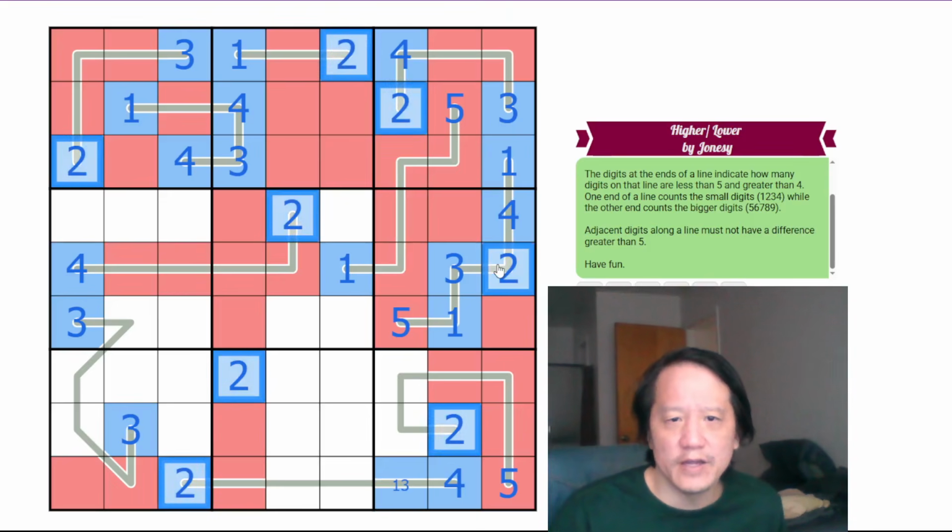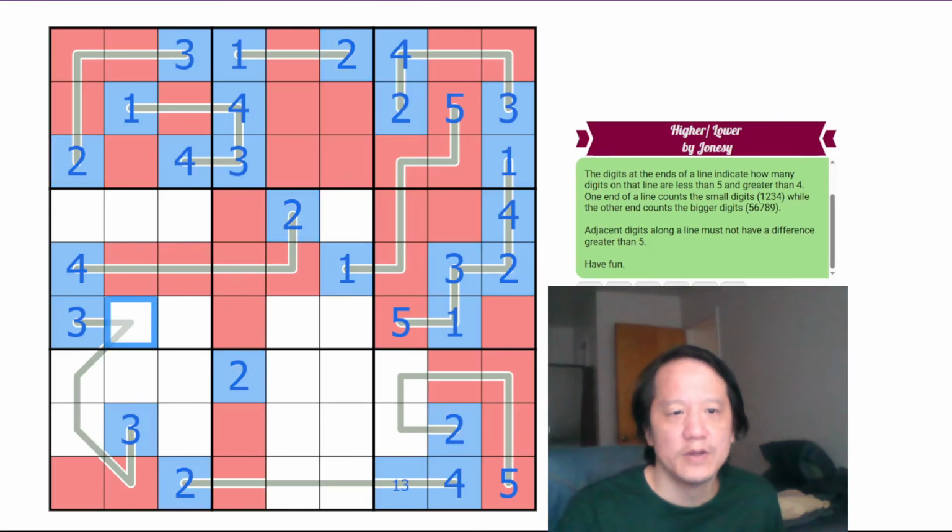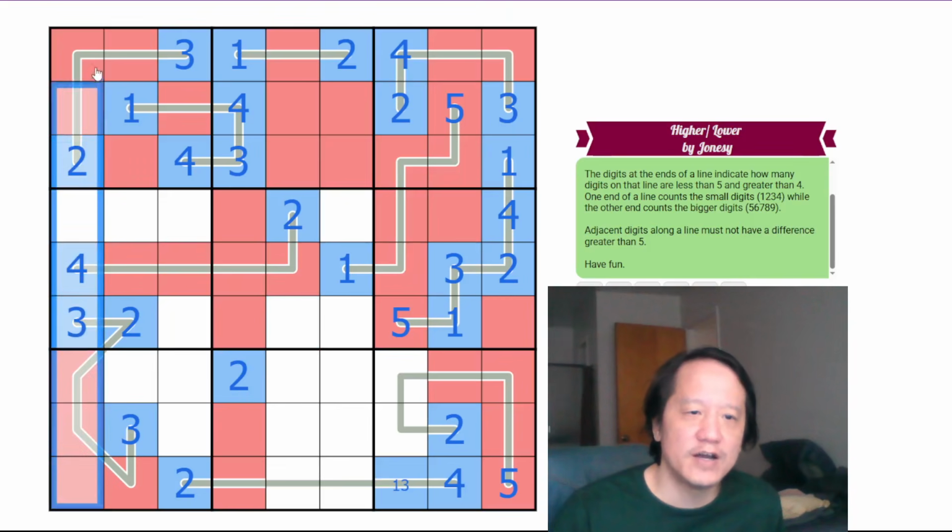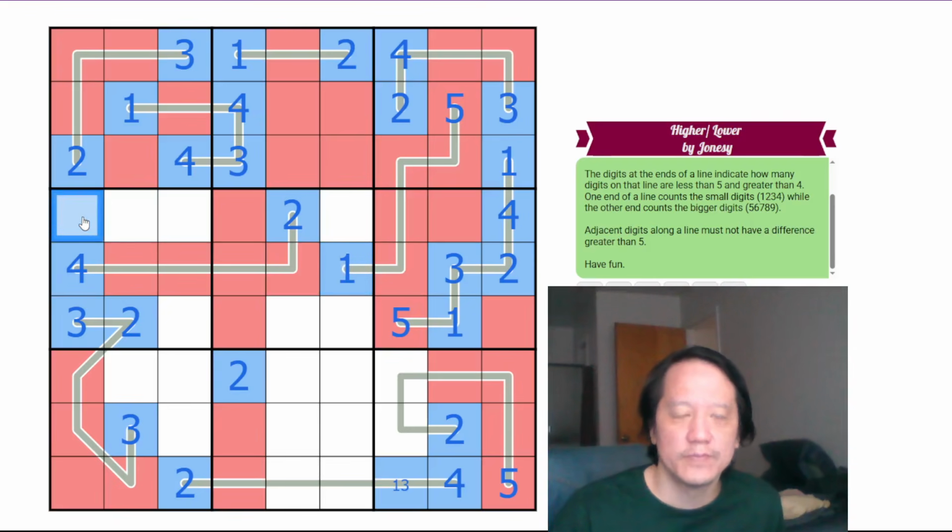We should have like 8 2s now, right? 1, 2, 3, 4. Yes, we have 8 2s. The last 2 then has to be here. And that's the last low digit on that line, so these must both be high. We have 5 highs in column 1. That leaves this as a low and is 1.